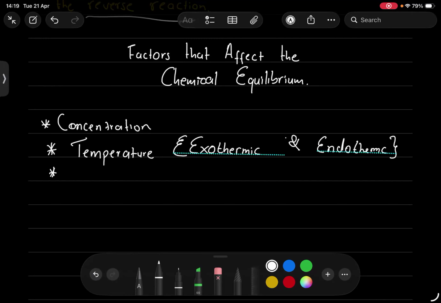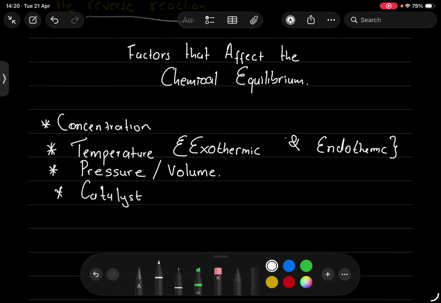Number three is going to be pressure slash volume. When you increase the pressure, or decrease the volume, or expand the volume, here you have to understand the relationship between the pressure and the volume. And obviously the catalyst, but the catalyst has no effect in chemical equilibrium. Its job is to speed up the reaction. You get what I'm trying to say?